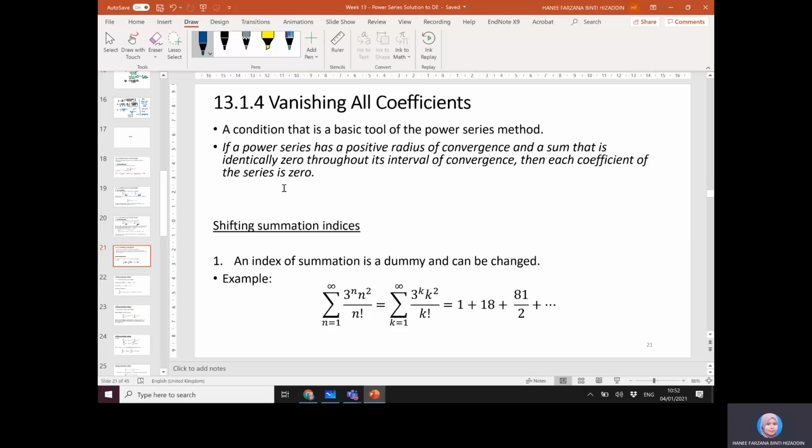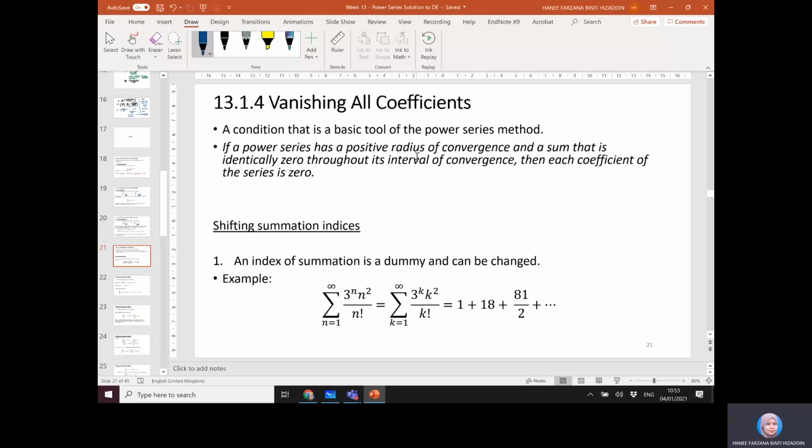Right, the other property of power series that is useful is the vanishing of all coefficients. This is a condition that is a basic tool for the power series method. So what does vanishing of all coefficients mean? Let's say you have a power series that has a positive radius of convergence and a sum that is identically 0 throughout its interval of convergence. Then each coefficient of the series is 0. If you add all the power series together and everything equals 0, then it must be that the coefficients of the series are 0, because x is not necessarily equal to 0.